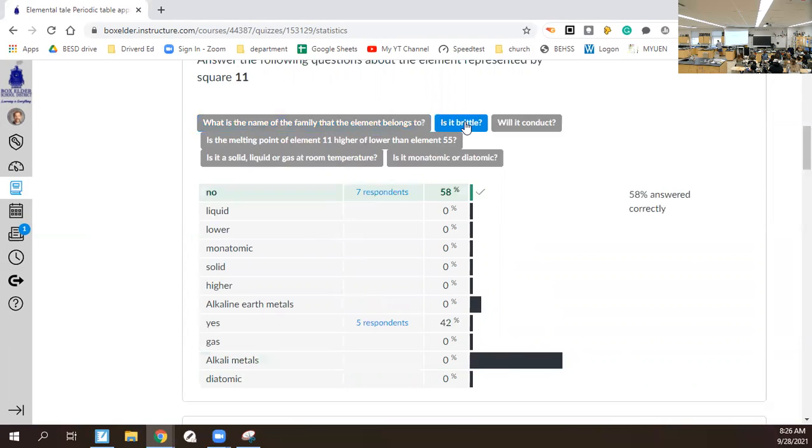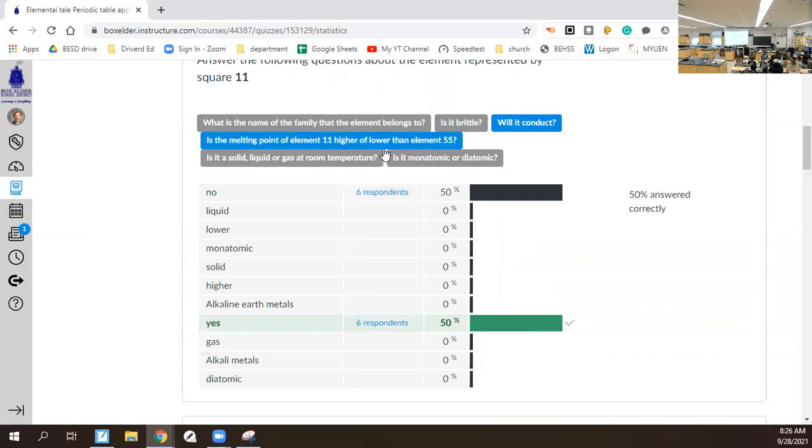So that's good. But something interesting is you're getting a little bit stuck on metallic traits and non-metallic traits. Brittleness and conductivity are both traits that distinguish metals versus nonmetals. If I say something is brittle, do you think I'm talking about a metal or a non-metal? Non-metal. Non-metal is going to be our brittle stuff.